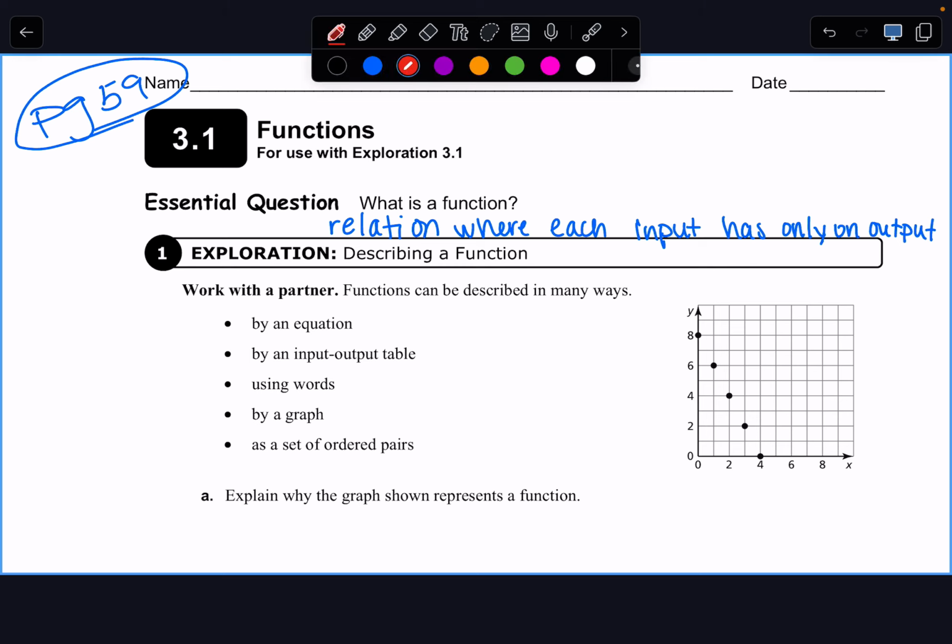That does say only one, but I forgot the E, didn't I? Only has one output. Only one output. So when we talk about input and output in terms of equations, our input is like our X and our output is like our Y.